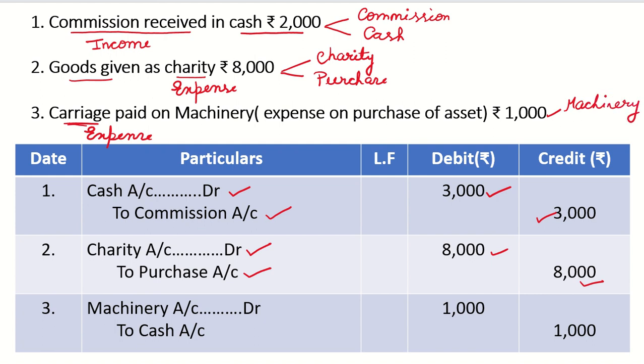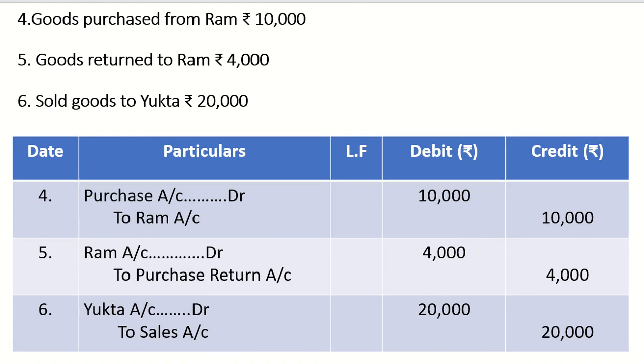Okay, and they're paying this carriage in the form of cash, so cash account gets affected here. So machinery account debit to cash account because cash is going out, and this is an expense, so it is being debited for rupees 1000. Fine, clear. So next we'll go to the fourth entry, that is goods purchased from Ram.